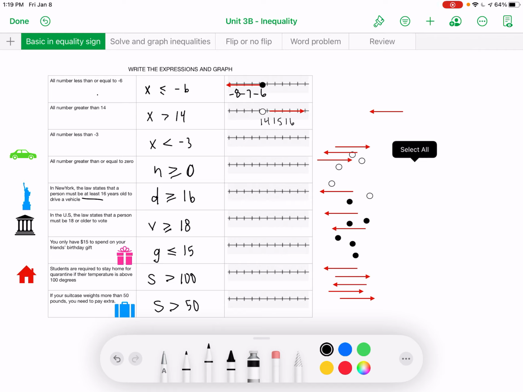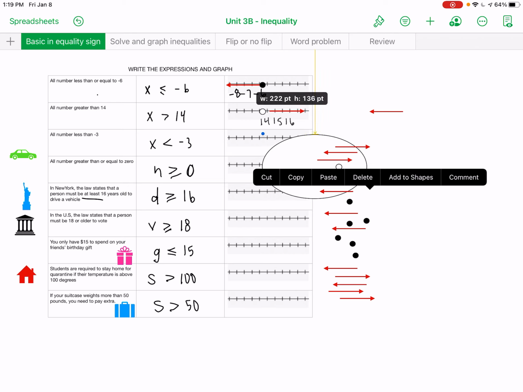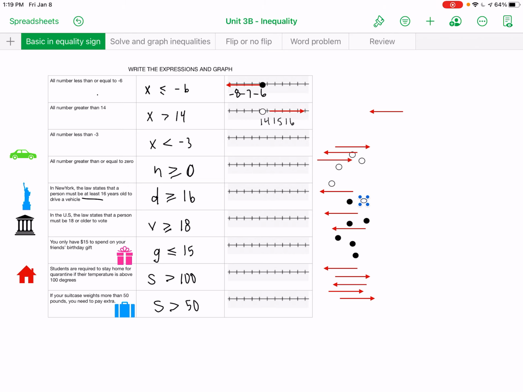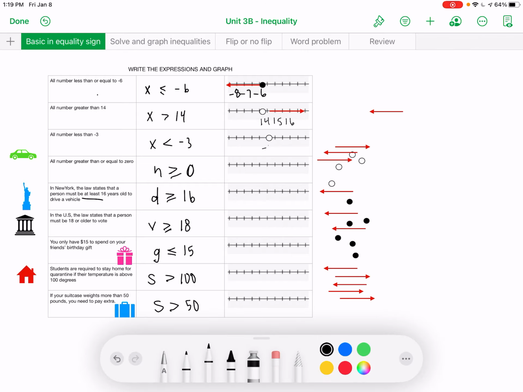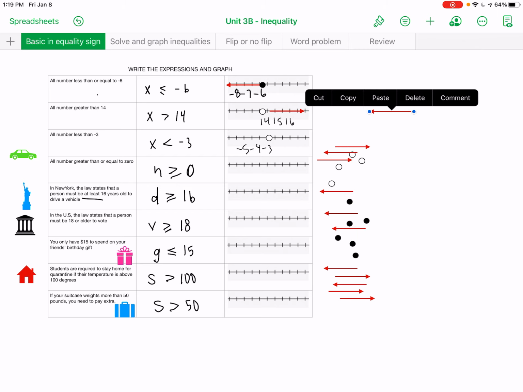X is less than -3. It's not including -3. So, oh, look how chubby I made that. -3, if X is less than -3, so it'd be -4, -5, and the arrow is pointing to the left, so I'm going to move it there.